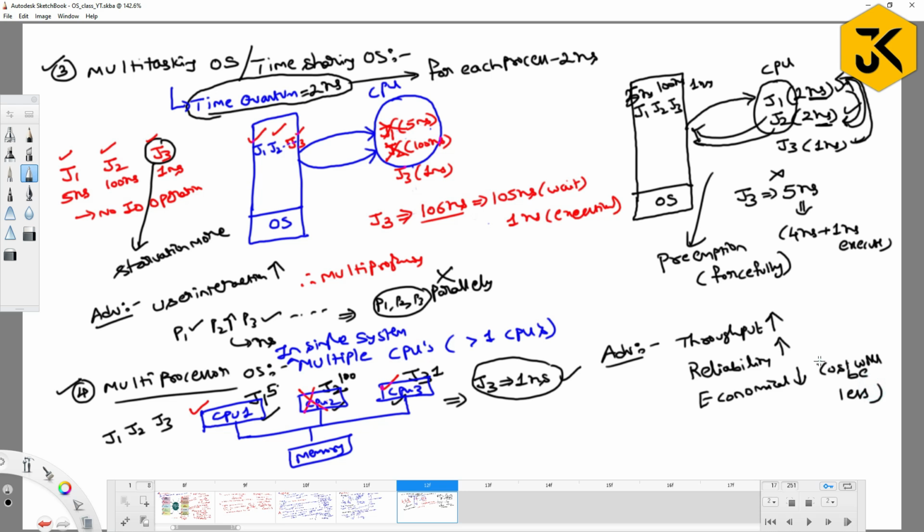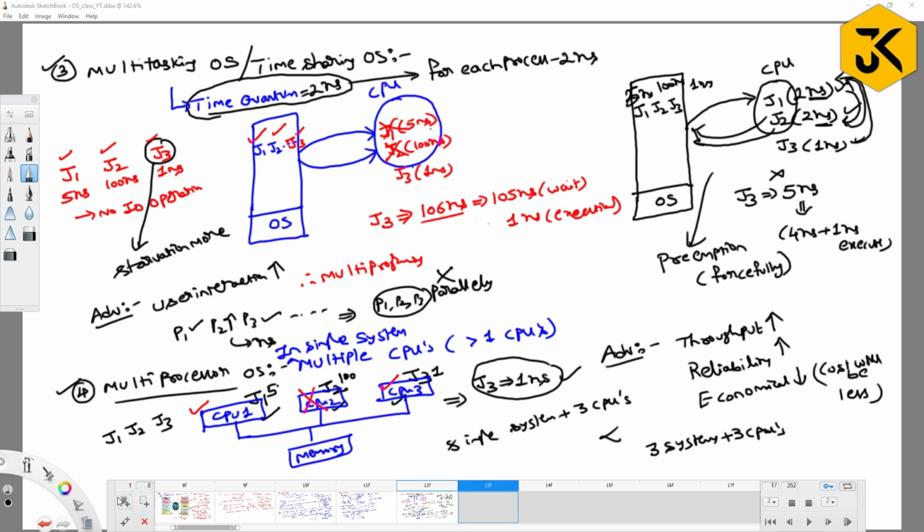Why will cost be less? A single system with 3 CPUs costs less compared to 3 systems with 3 CPUs, right? Yes. That is where it is economical. Hope you understood clearly, guys.